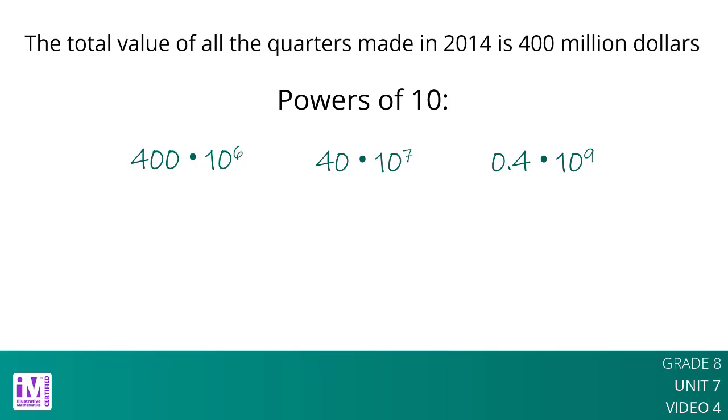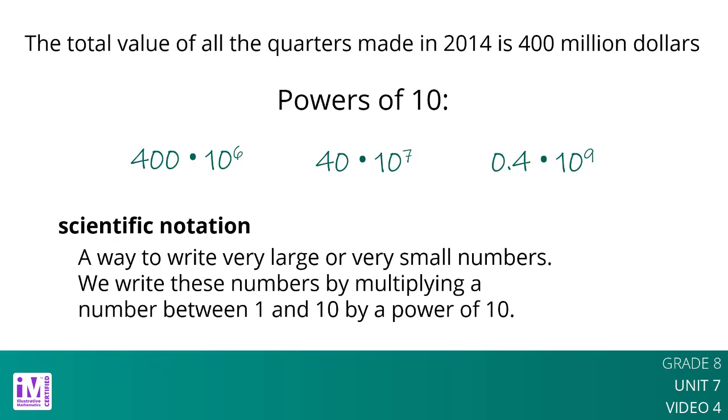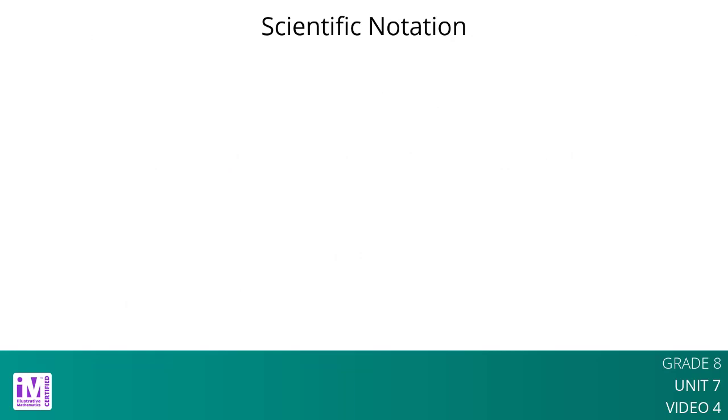One special way to write this quantity is called scientific notation. Scientific notation is a way to write very large or very small numbers. We write these numbers by multiplying a number between 1 and 10 by a power of 10. In scientific notation, $400 million would be written as 4 times 10 to the 8th dollars.